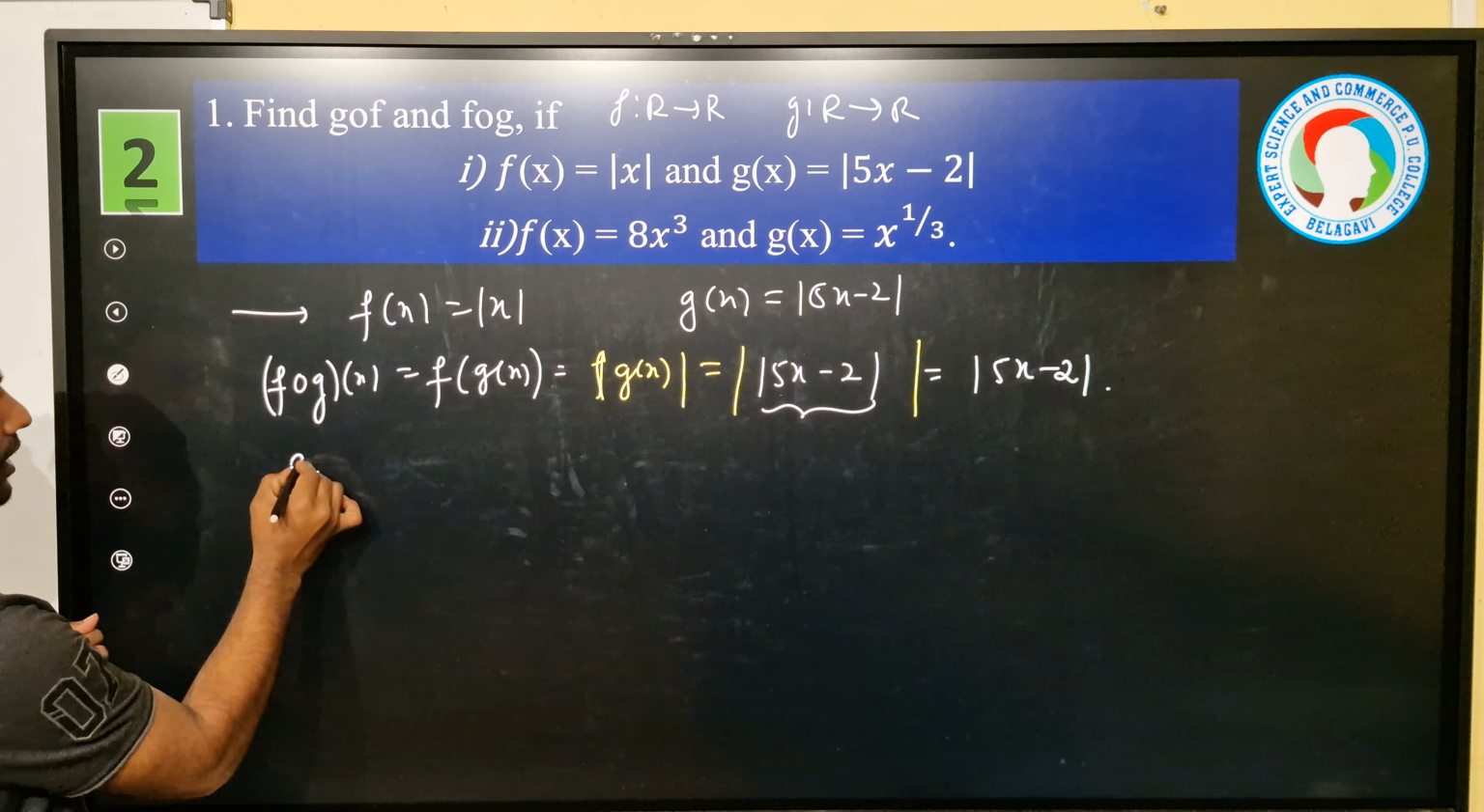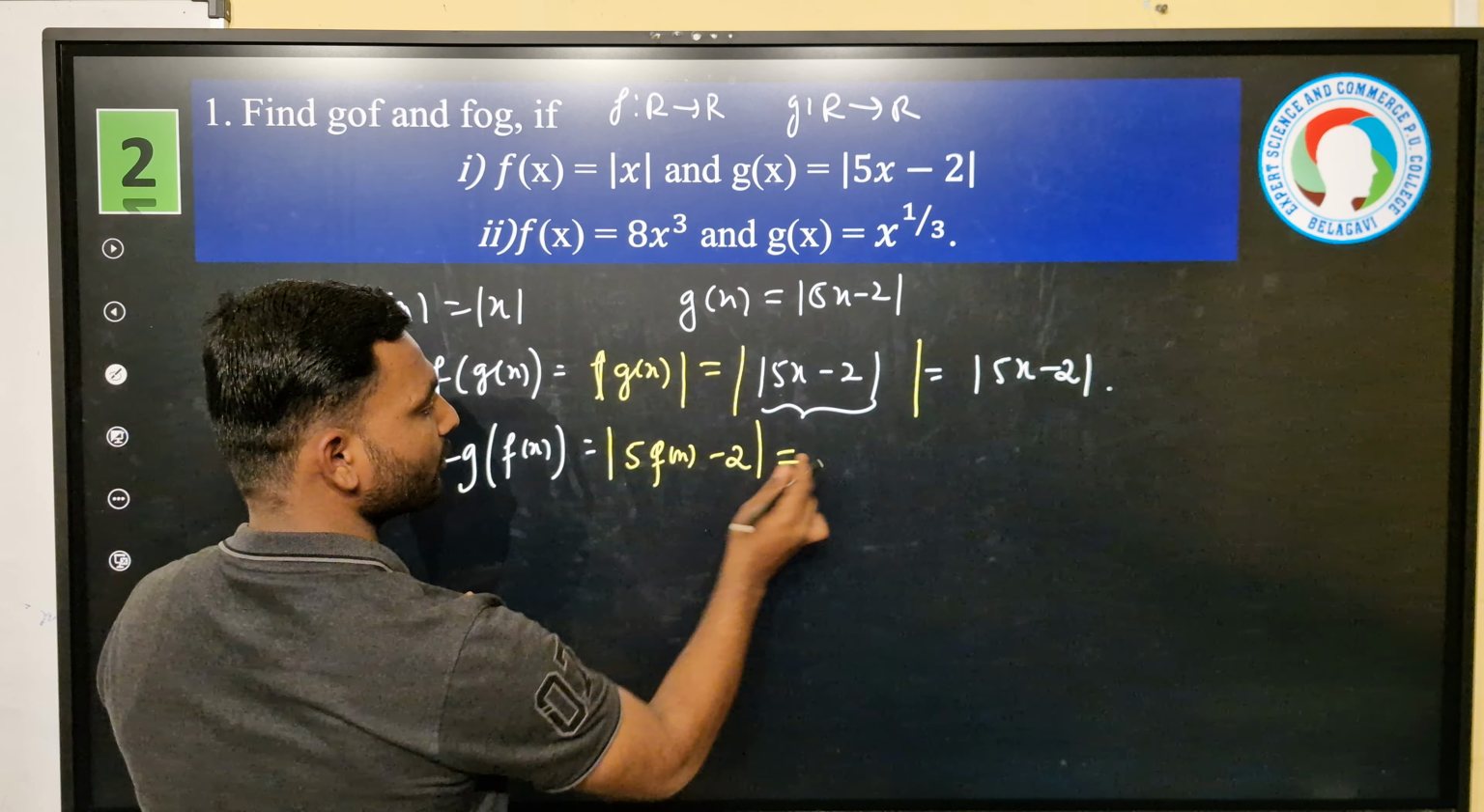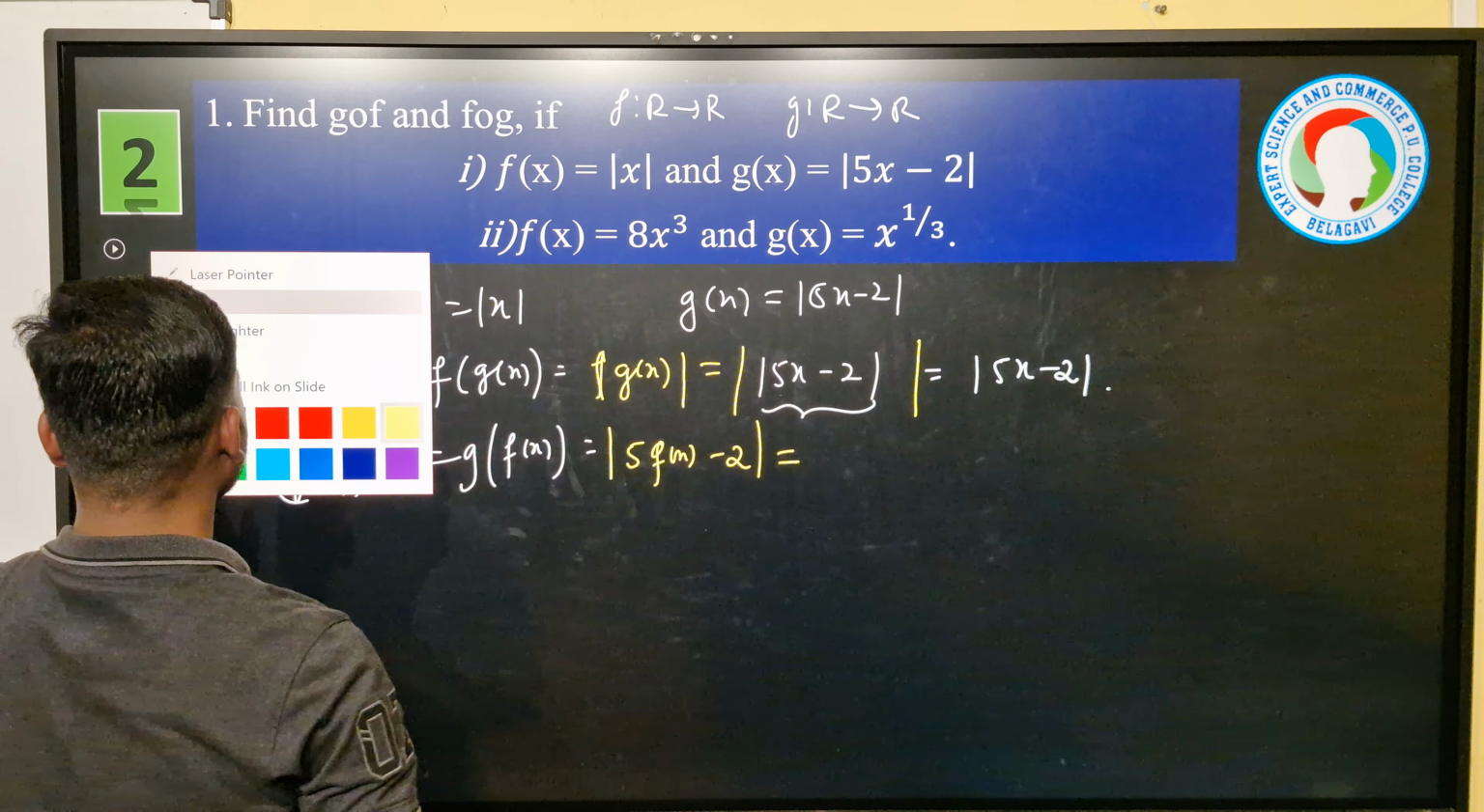Now you need to find g of f of x. This is equal to, what is that equation? The g of x is modulus of 5 f of x minus 2, where the x value is there, that value becomes f of x. So now you need to substitute the value of that f of x.